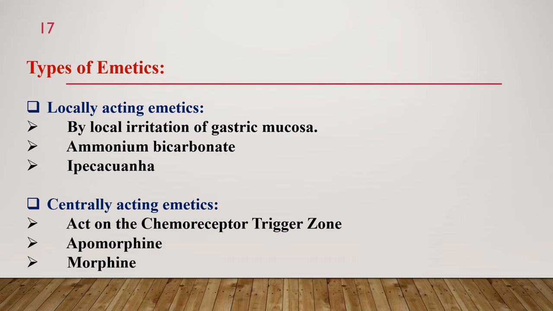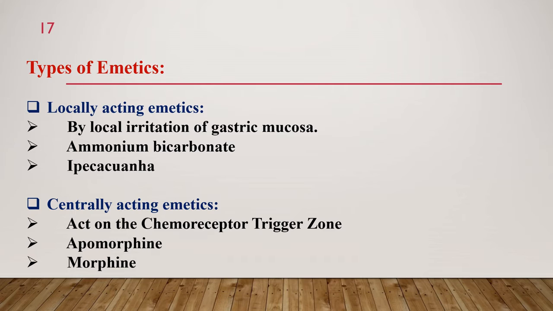Types of emetics. Emetics can be categorized into two types. First one is locally acting emetics. Locally acting emetics act by local irritation on the gastric mucosa. Examples of locally acting emetics are ammonium bicarbonate and ipecacuanha.